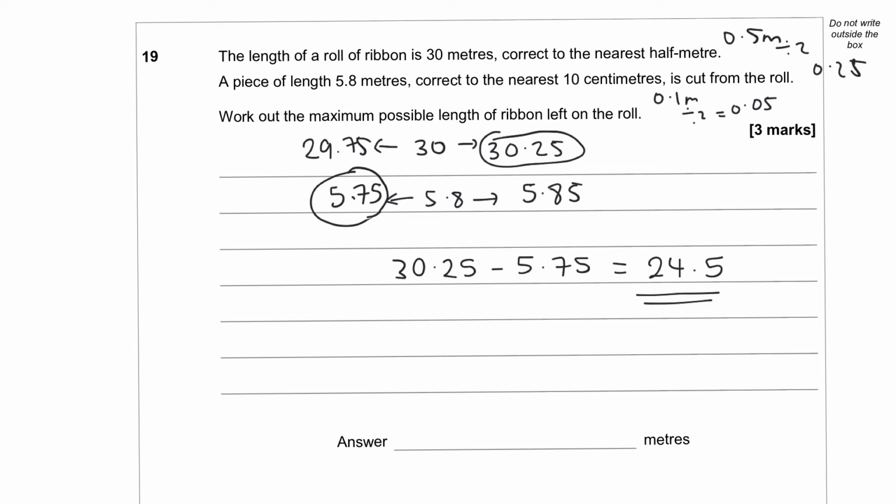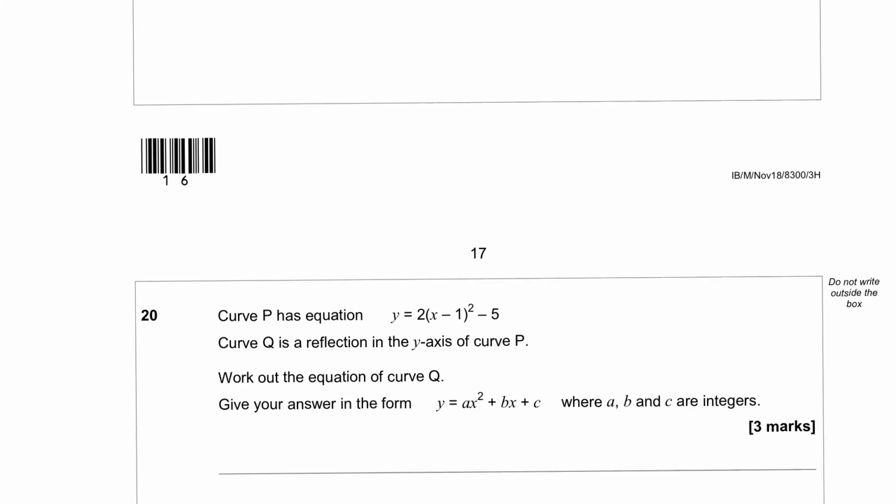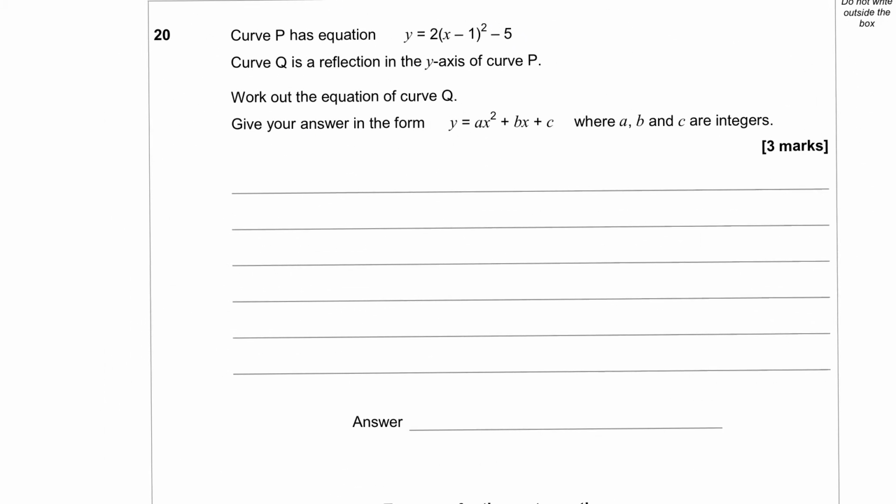Okay, so moving on to question 20. It says curve P has equation y is equal to 2 bracket x minus 1 squared minus 5, and curve Q is a reflection in the y-axis of P. It says work out the equation of curve Q, and it wants us to give it in the quadratic format of ax squared plus bx plus c. So let's dissect this question very easily. Curve P is written in completed square format, as we can see.